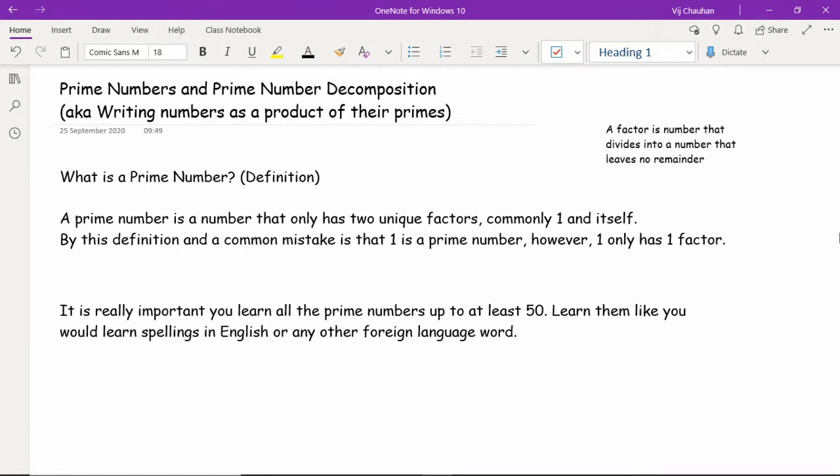So in this video we're going to talk about prime numbers and prime number decomposition, which is also known as when you get asked in a test or in a textbook to write a number as a product of their primes. So the first thing we need to establish is what is a prime number.